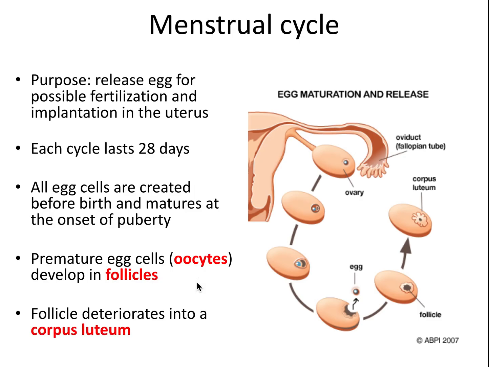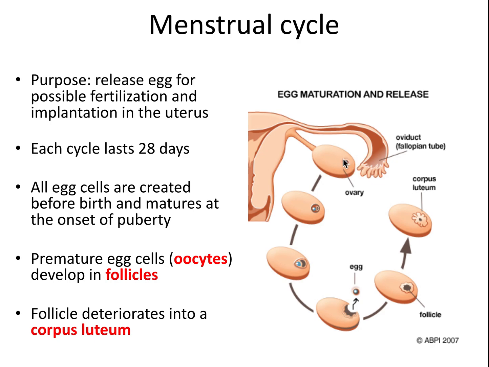Okay, the menstrual cycle. So the purpose of the menstrual cycle is to release an egg for possible fertilization and implantation in the uterus. Each cycle is going to last 28 days. All egg cells are created before birth. So remember, we talked about this before, but a female has as many eggs as she's going to have for her entire life by the time she's born. And we start losing them pretty fast, actually, because even after we're born, some of them break down and are never usable. But then once we hit puberty and mature, that's when we start releasing these eggs. So a premature egg cell we call an oocyte, and this is going to develop into a follicle.